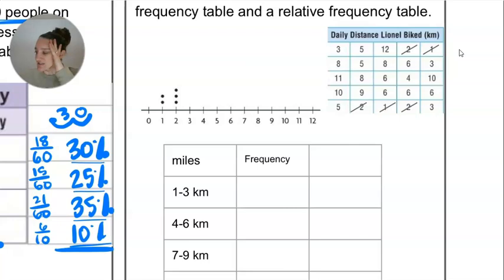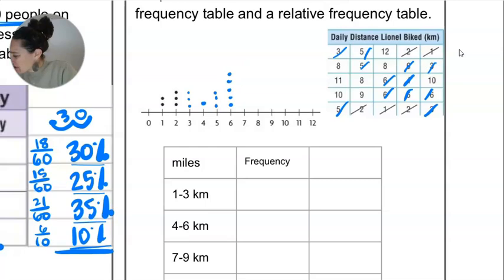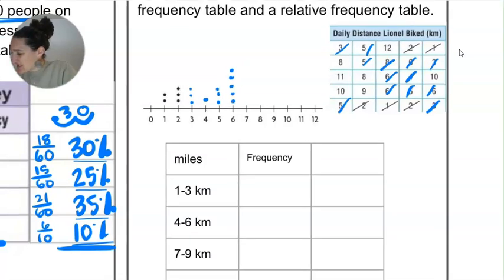Okay, so let's start with 3. 1, 2, 3. So 3 days he biked 3 kilometers. 1 day he biked 4 kilometers. 1, 2, 3 days it was 5 kilometers. 1, 2, 3, 4, 5 days he biked 6 kilometers. He never biked 7. 3 days he biked 8 kilometers. Ooh, that wasn't very straight. Let me do that a little bit better.